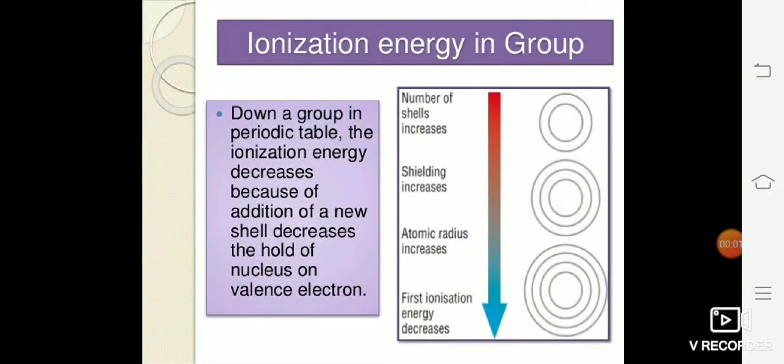So if we compare sodium with hydrogen and lithium, it is much easier to remove an electron from sodium as compared to hydrogen and lithium. Now in simple words we can conclude, you can see in the diagram, as the number of shells increases, shielding increases. That means the nuclear charge is more utilized by the inner electrons as compared to the valence electron. Atomic radii increases and first ionization energy decreases.